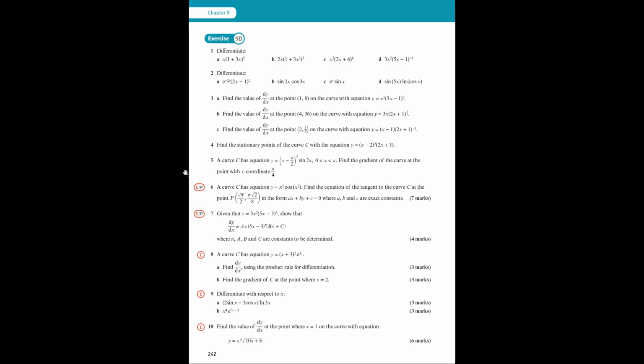Okay, so again, a new concept, product rule, so it's going to need some practice. So I would say questions 1 and 2 are important, doing all of them. Okay, and then practice all the way through. Good luck.